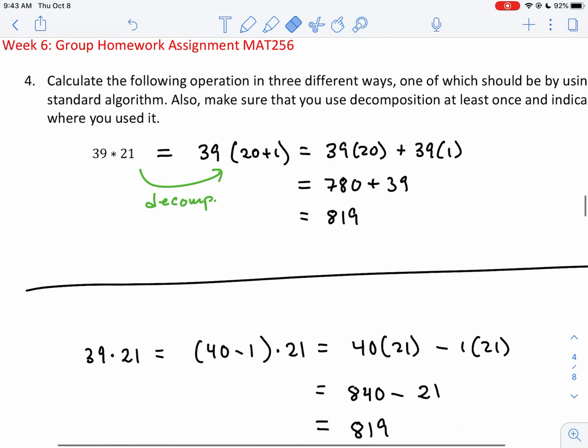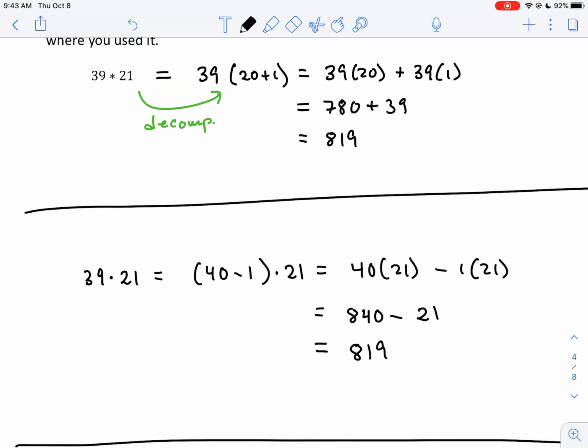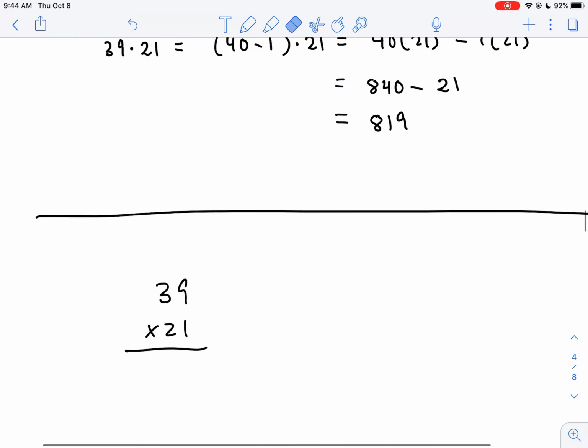In the next example, I decompose the 39 in a way of thinking, hey, it's close to 40, so I'm going to call it 40 minus 1. And the distributive property applies even for subtraction, so you can distribute the 21. And then we wind up doing 40 times 21 minus 1 times 21. So if you want 39 21s, it makes sense that you could start with 40 of them and then just remove one of them. And that would get you down to 39 21s. And so I did 40 21s, that's 840, and take away 1 21 from that. That also gives me 819.